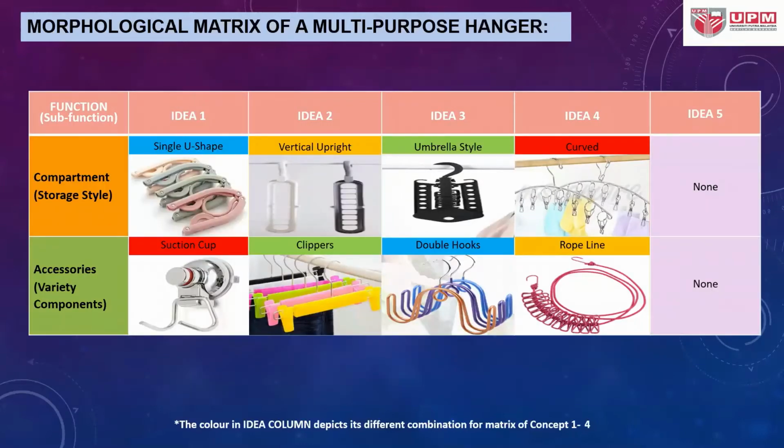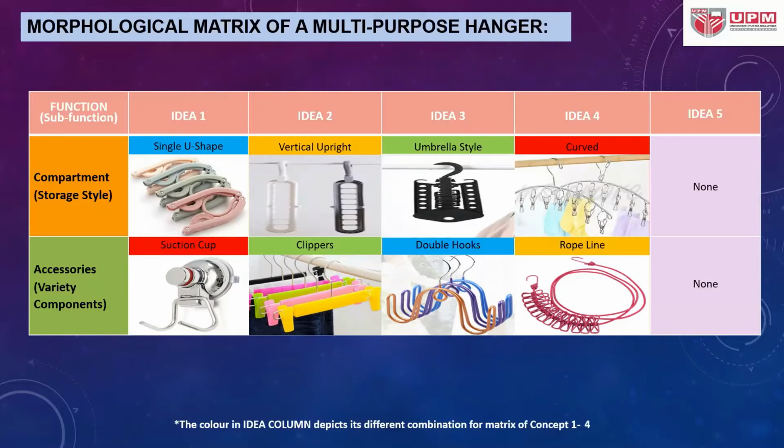In terms of compartment storage style, ID number 1, single U-shape. ID number 2, vertical upright. ID number 3, umbrella style. ID number 4, curve. Last but not least of the subfunctions, which is accessory, variety components that can be attached and detached to the multipurpose hanger. ID number 1 is suction cup. ID number 2, clippers. ID number 3, double hooks. ID number 4, rope line.